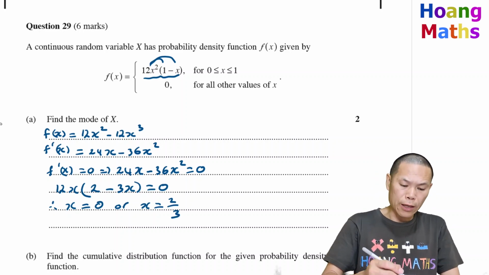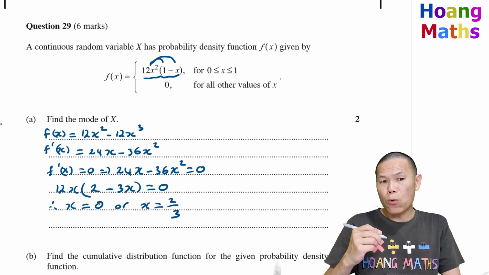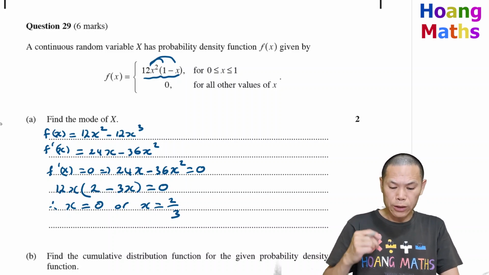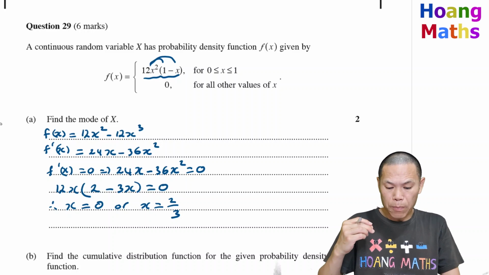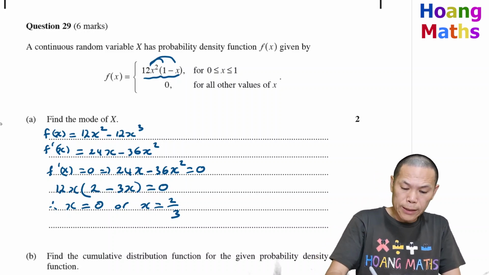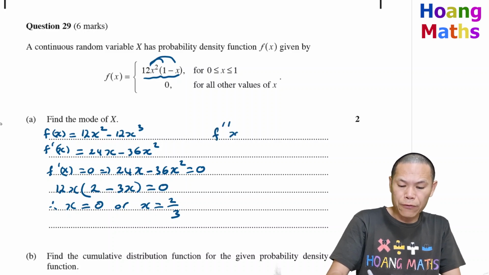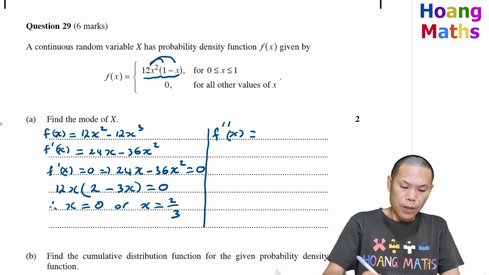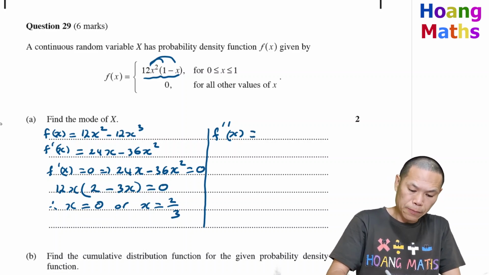And we know that f(0) will give me 0 anyway. Of course, we can ignore that one. So we just need to show a maximum at x equal to 2/3. So now let's test it. Let me just find the second derivative of this first. So f''(x), we just differentiate this.